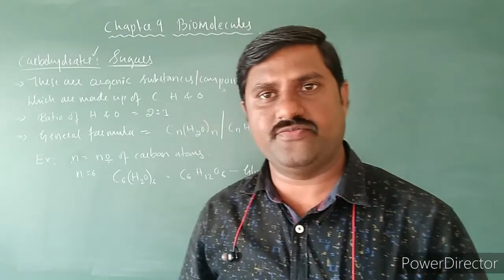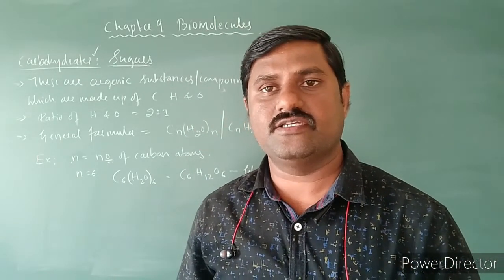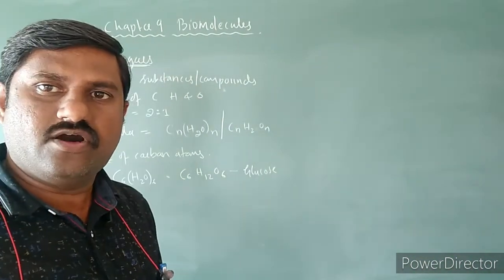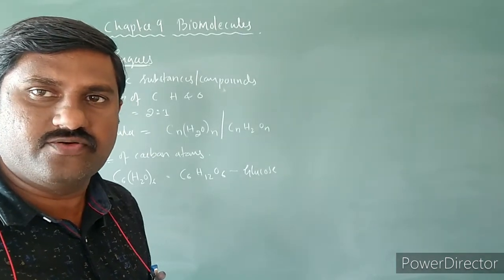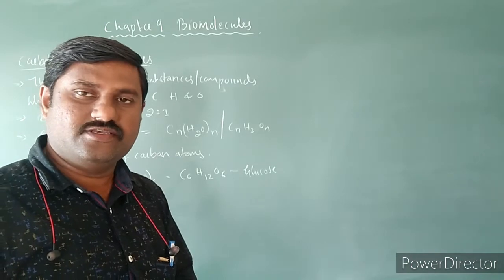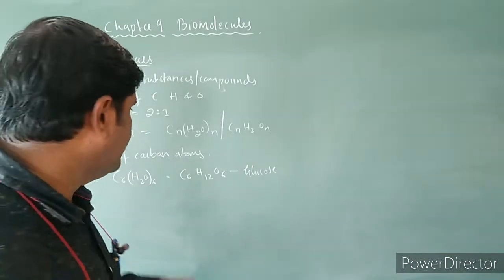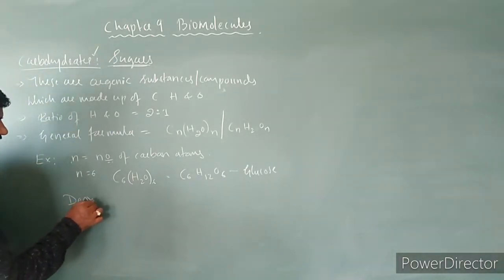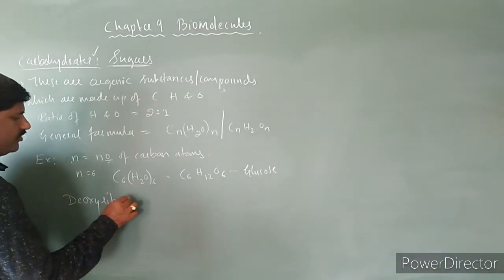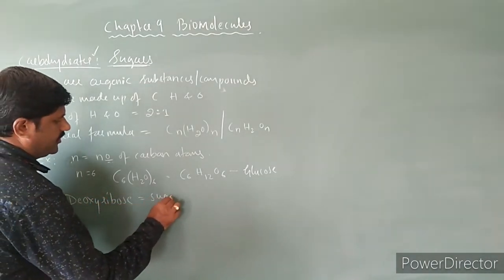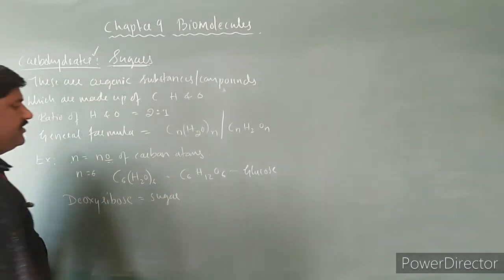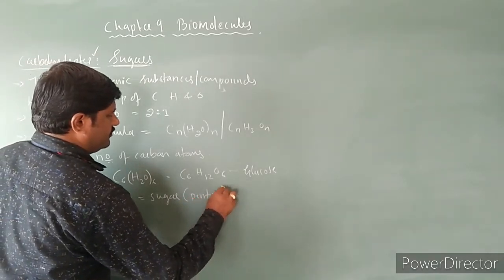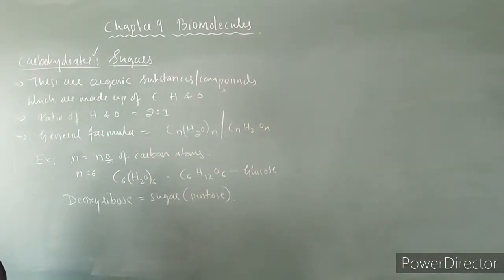But in the case of the general formula, we come across many exceptions. What are the exceptions that we come across here? Deoxyribose is taken as an example over here. It shows that it is not suitable for this general formula. One is deoxyribose. It is a kind of sugar. It is a kind of pentose sugar, consisting of 5 carbon atoms.